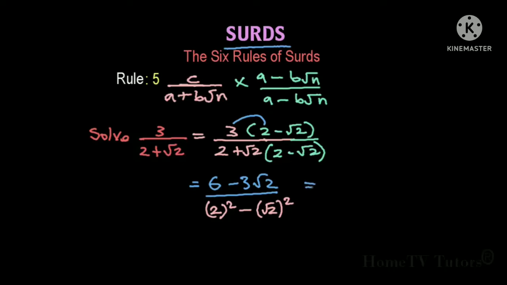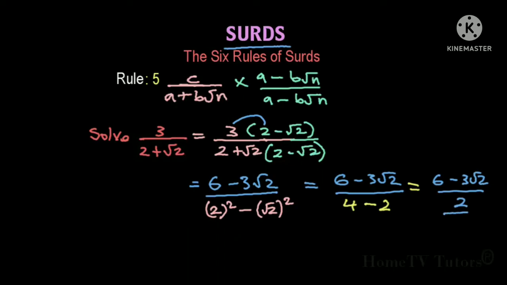So now we have the numerator 6 minus 3 square root 2, then at the denominator the square of 2 is 4 and the square of square root 2 is 2. Okay, we simplify further, so we have 6 minus 3 square root 2 over 4 minus 2 is 2. Okay, so we can't simplify any further.